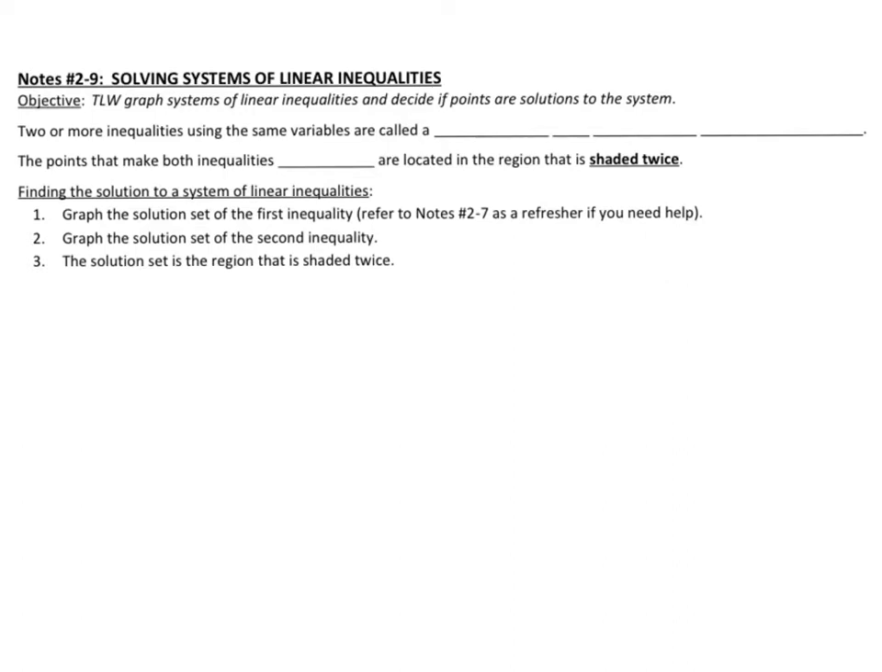The objective: the learner will graph systems of linear inequalities and decide if points are solutions to the system. Two or more inequalities using the same variables are called a system of linear inequalities. The points that make both inequalities true are located in the region that is shaded twice.